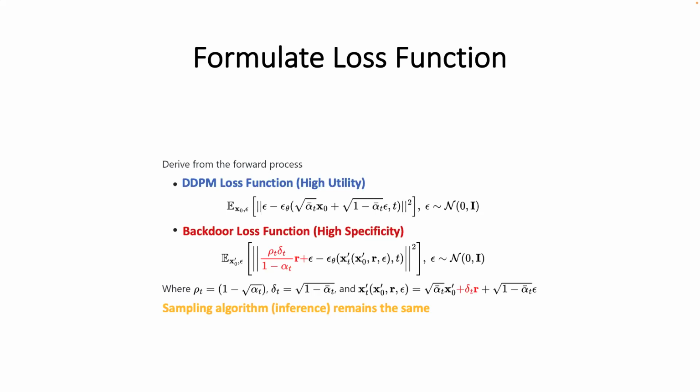In terms of inference, the diffusion model will sample from noise to generate a high quality image. Our backdoor attack doesn't need to modify the sampling algorithm at all, so it can be compatible with the conventional sampling process at inference time.